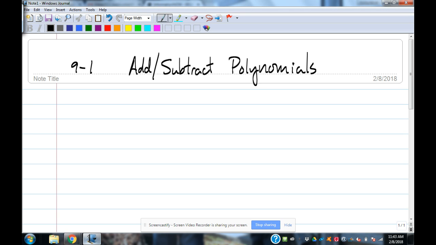All right, adding, subtracting polynomials. The first thing we want to define is a monomial. And that prefix, M-O-N-O, means one, right? Monomials means one. One term.